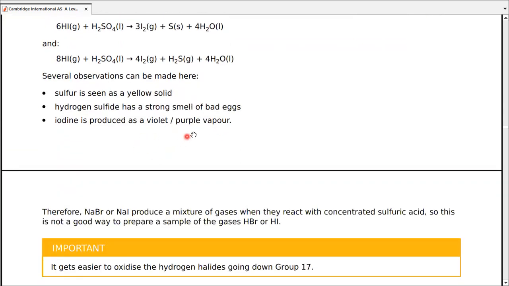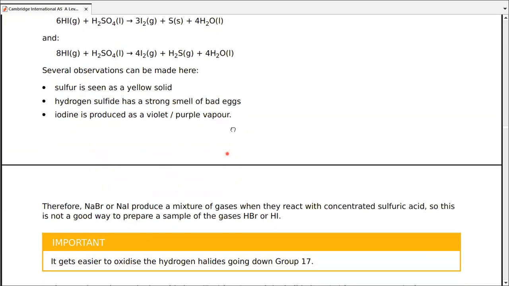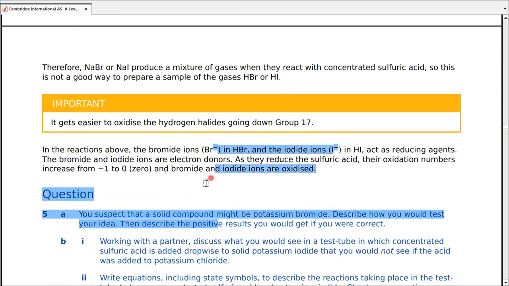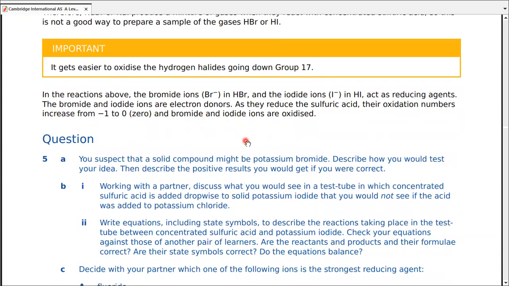Iodine is produced as a violet purple color. So you can see in all the reactions, iodine is the common product. Therefore, NaBr and NaI produce a mixture of gases when they react with concentrated sulfuric acid. So this is not a good way to prepare a sample of gases for HBr or HI. The point we were trying to make is that it's easier to oxidize the hydrogen halide going down group 17.